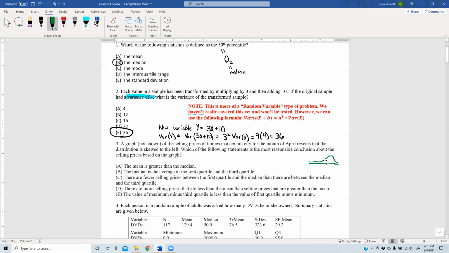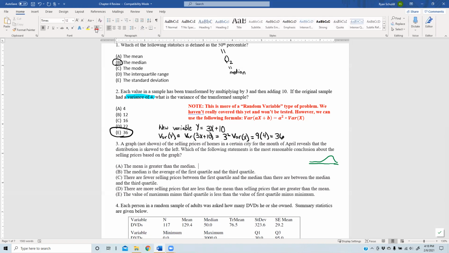Well, there's our graph. So let's talk through each of these. A, the mean is greater than the median. This would definitely be false, because for left skew data, the mean is less than the median.